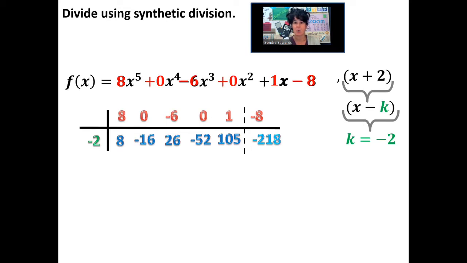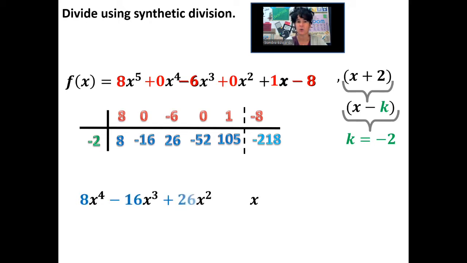So let's think about what is our final answer for dividing this f of x by x plus 2. We know that we're going to have x to the 4th, because keep in mind x to the 5th divided by x to the 1st is going to be x to the 4th. So I'm just putting in the x's. Now this 8 is the leading coefficient. Then we have negative 16, then we have 26, then we have negative 52. The plus 105 is what we have without any x's, and then this negative 218, that's our remainder.